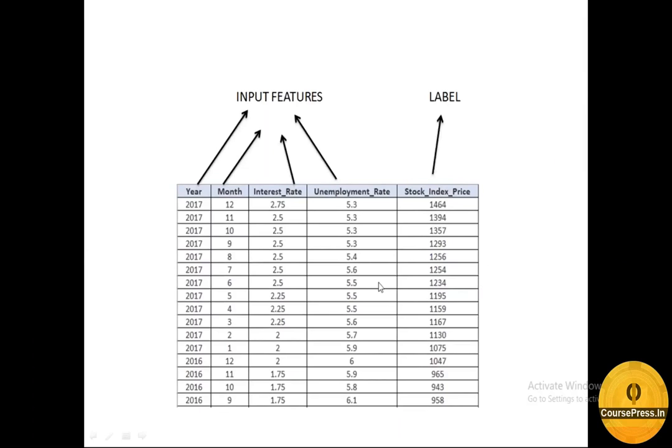So in supervised learning, I give the whole data to my model to train on, and then my model gets the output label as well. Okay, so it trains that, at the 12th month of December of 2017, the interest rate was 2.75, the unemployment rate was 5.3, so the price was 1464. So it trains like this on supervised data, and then it makes future predictions according to the past data.